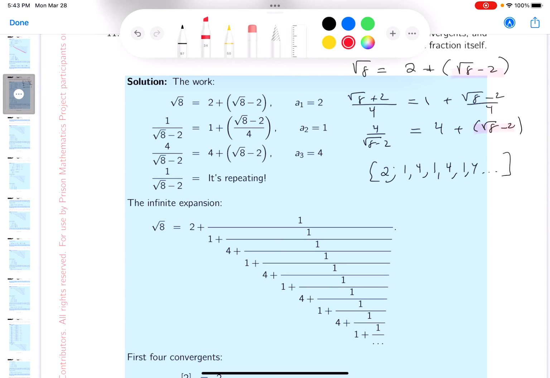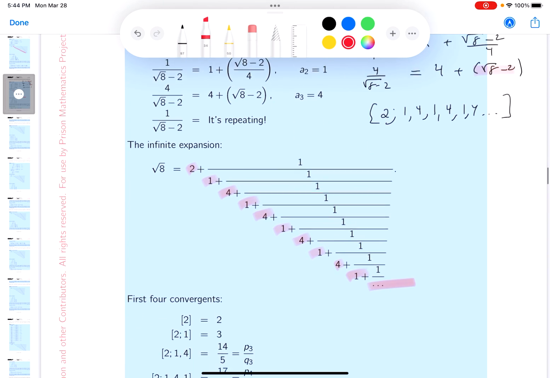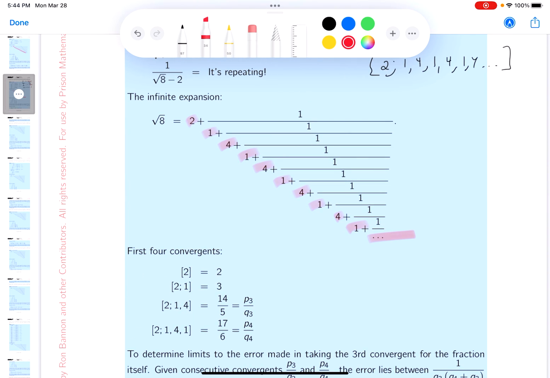All right, let's make sure I understand what it said. 2, 1, 4, 1, 4, 1, 4, 1, 4, 1, and it goes on forever. That's the pattern. All right, so let's write the convergence down. First one's 2. Let's write this one down over here. It's 2 plus 1 over 1, which is 3. That's not so bad.